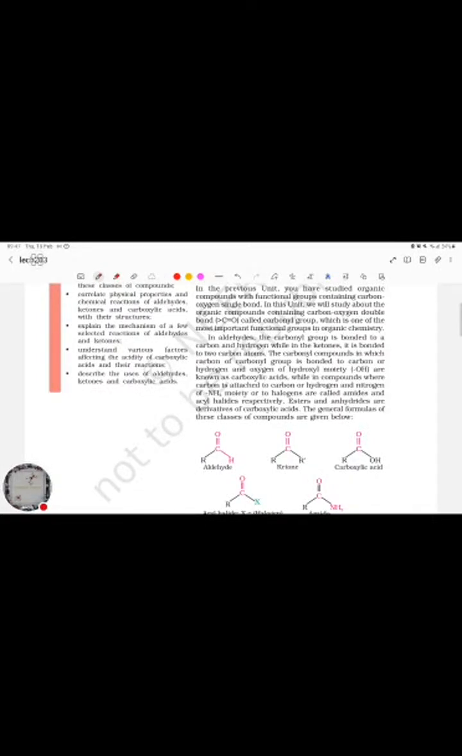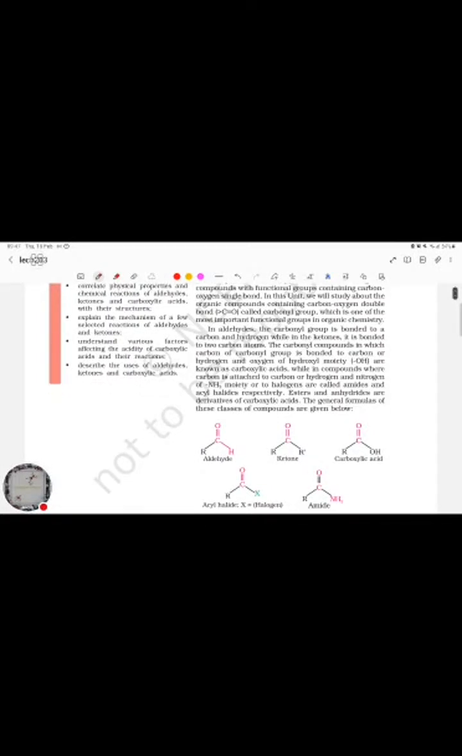In the previous unit you have studied organic compounds with functional groups containing carbon-oxygen single bond. In this unit we will study organic compounds containing a carbon-oxygen double bond, called the carbonyl group. That is the C=O group, which is one of the most important functional groups in organic chemistry. Moving on, in aldehydes, the carbonyl group is bonded to a carbon and a hydrogen.